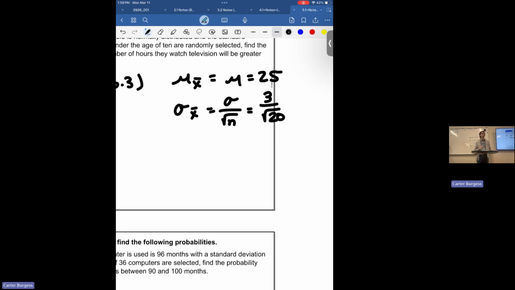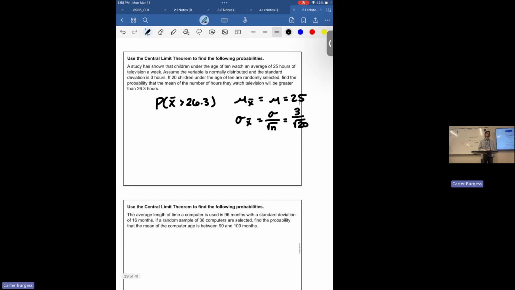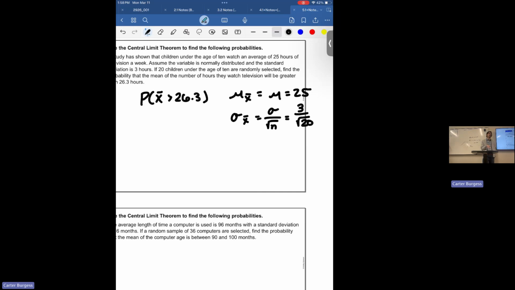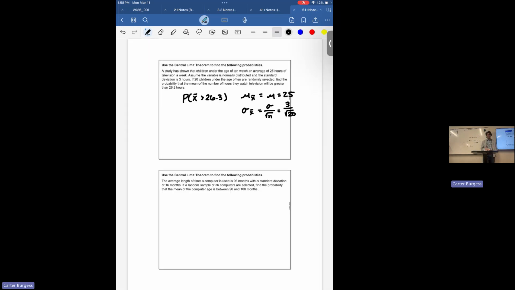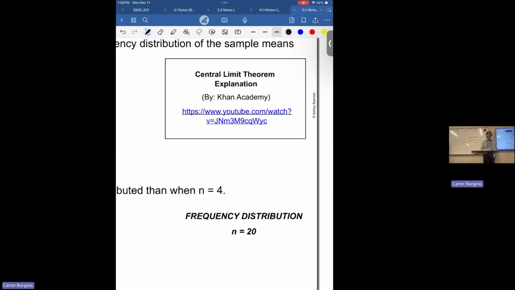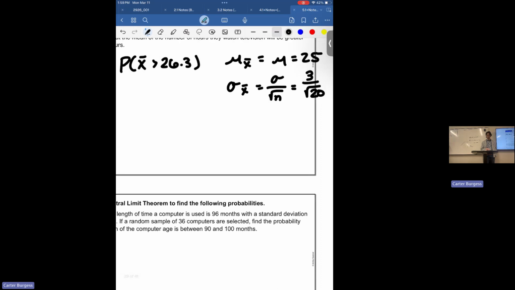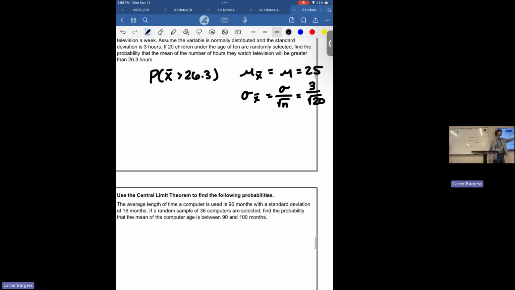So why is it 3 divided by square root of 20, and why is it not 20 divided by square root of 3? You're more than welcome to watch the 3Blue1Brown video that looks at why all of this is what it is, because he goes into much more thorough depth than what I am capable of going into. I'll upload a video to Schoology that does a very good job of covering why all of this works out. There's also a Khan Academy video talking about the central limit theorem as well. That would also be a good resource. But you just need to remember sigma divided by square root of n.